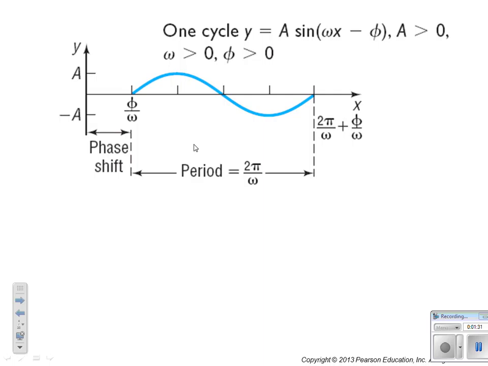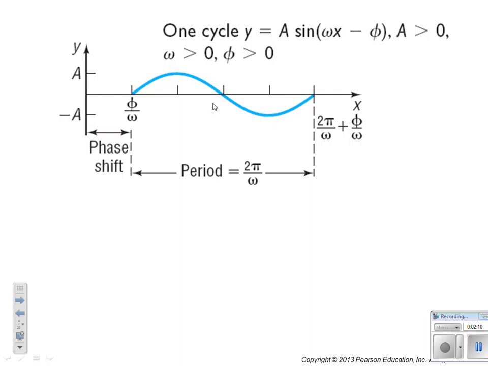The phi we call the phase shift. This is our horizontal shift, so it moves everything right or left. Because it's a cyclical function, it doesn't matter if we move it left or right, but we think of things in terms of moving it right. So instead of starting at its original starting point, the graph starts at phi over omega and ends at 2 pi over omega plus phi over omega.